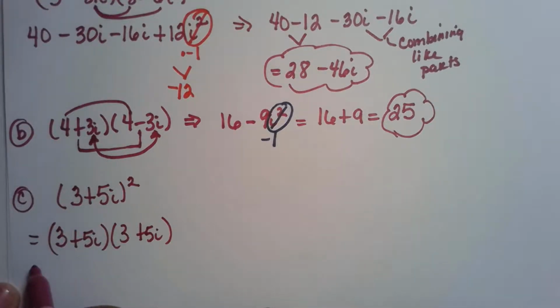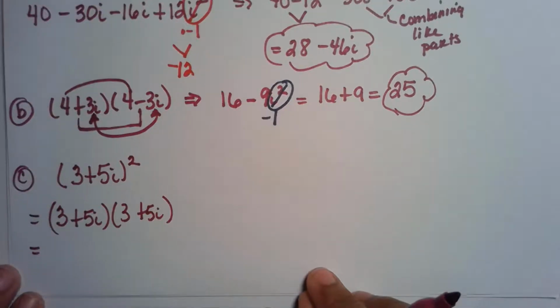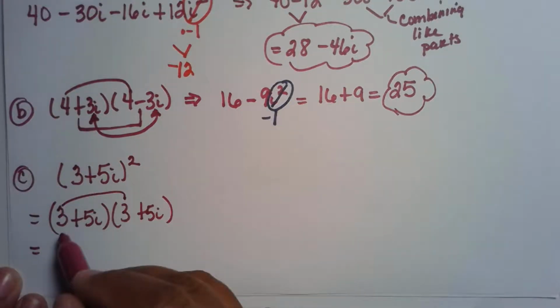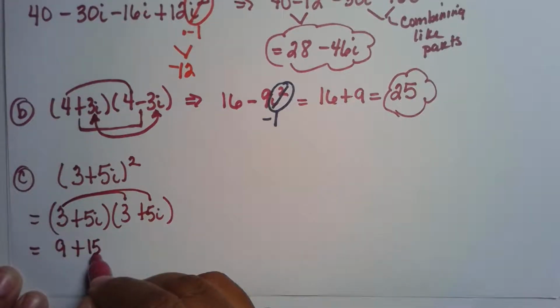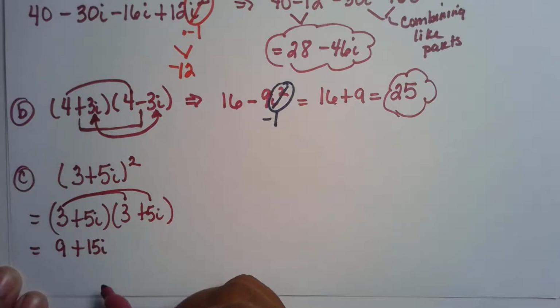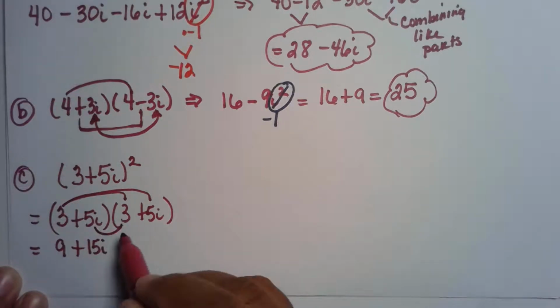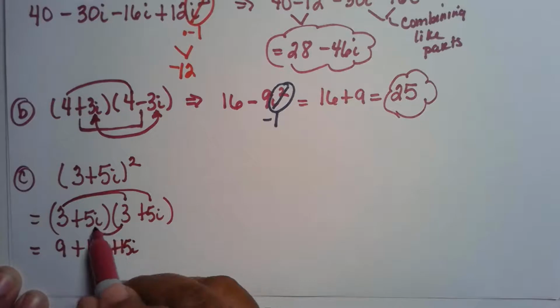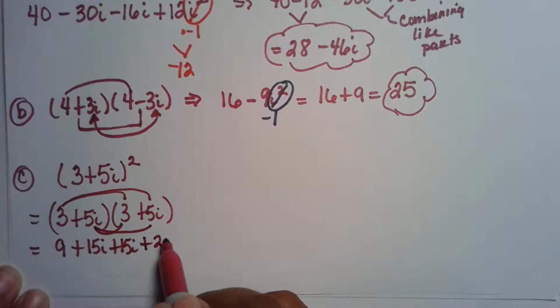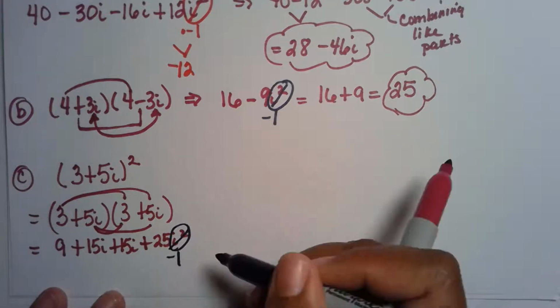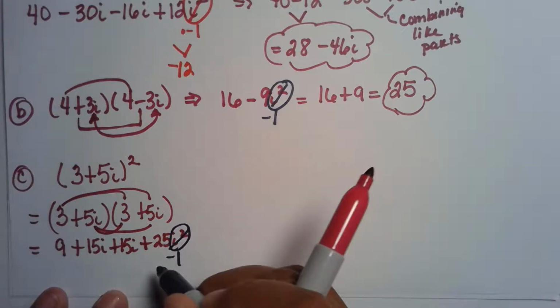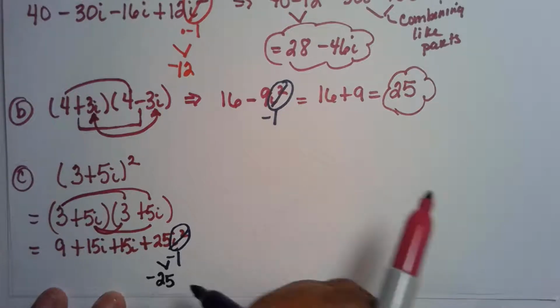And we have here 3 times 3, 9. 3 times 5i, 15i. Then take the 5i and distribute twice. 5i times 3, we have 15i. And then 5i times 5i, we have 25i squared. And remember that i squared is negative 1. So that positive 25 becomes a negative 25.